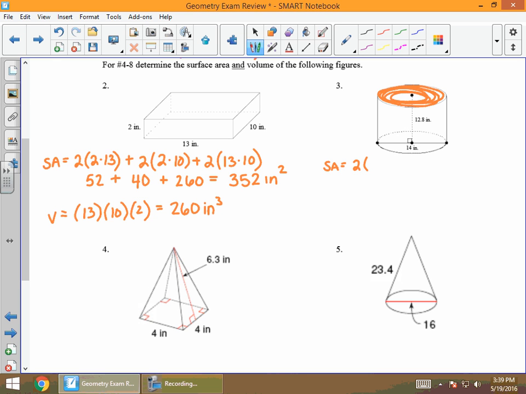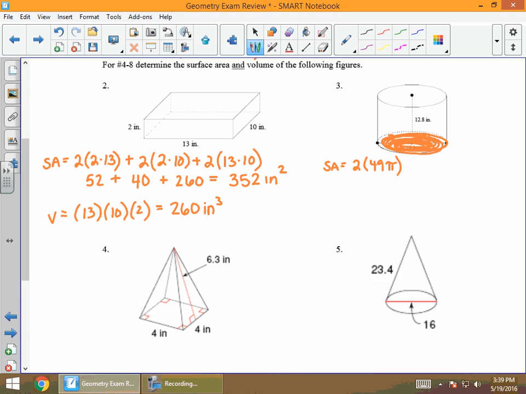So color that in. That's the top. It's a circle. So if I had to find the area of the circle, it's pi r squared. Now, the diameter is shown to be 14, so the radius is 7. So pi r squared would be pi times 7 squared, which is 49 pi. Don't forget to put the 2 in there because there is a top and a bottom.